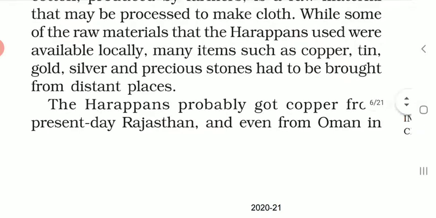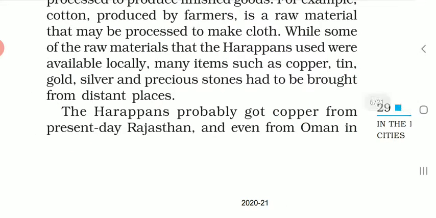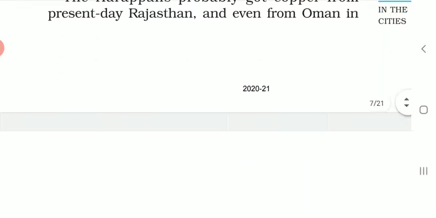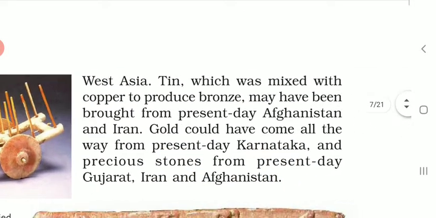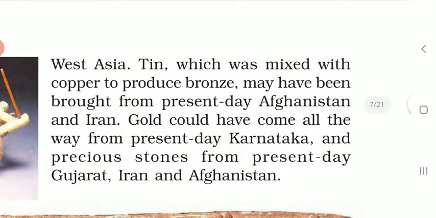The Harappans probably got copper from present day Rajasthan and even from Oman in West Asia. Tin, which was mixed with copper to produce bronze, may have been brought from present day Afghanistan and Iran. Gold could have come all the way from present day Karnataka, and precious stones from present day Gujarat, Iran, and Afghanistan.